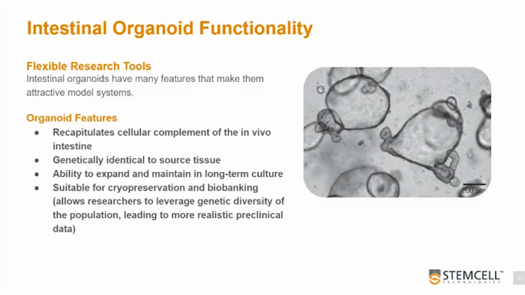Intestinal organoids are genetically identical to the source tissue or biopsy and are great at retaining the histopathology of the starting samples or biopsy. Organoid cultures also retain the genetic fidelity to their starting source. Intestinal organoids are able to be expanded and maintained long term, which allows you to perform experiments over time. Lastly, you can cryopreserve and biobank intestinal organoid cultures for later use. Biobanking allows researchers to leverage genetic diversity of the population, leading to more realistic preclinical data.